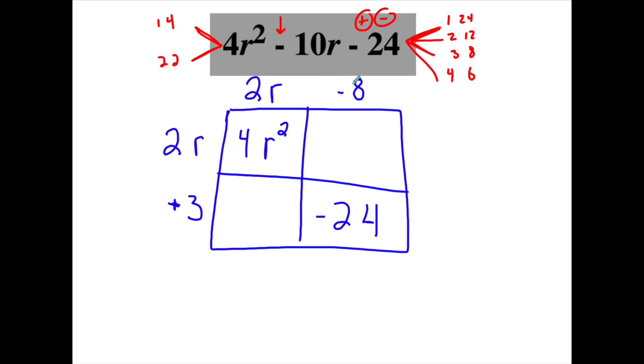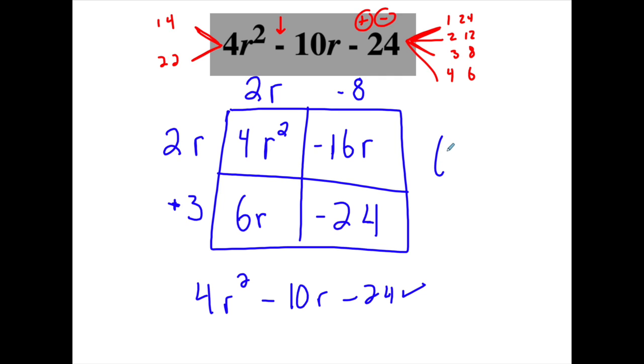Now, if I put a negative 8 here, well, what's 2r times negative 8? It's negative 16r. And what's 2r times 3? It's positive 6r. And what's negative 16 plus 6? That's negative 10. So I have 4r squared minus 10r minus 24. So it checks out, and I get 2r minus 8 times 2r plus 3.